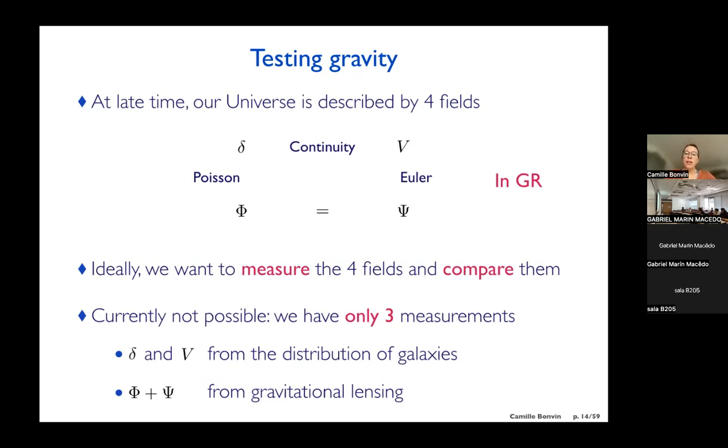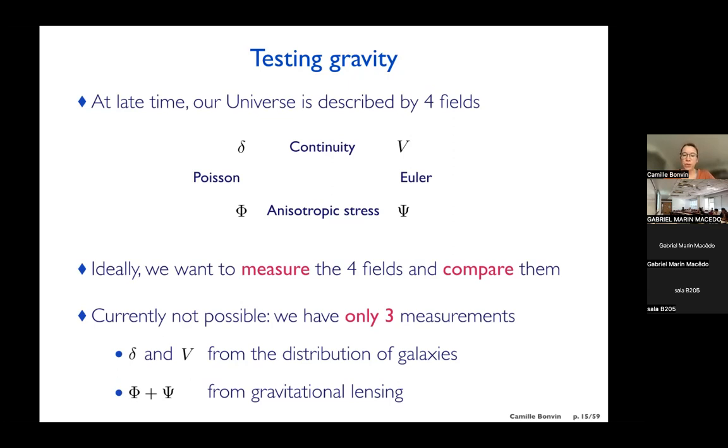So this is valid in general relativity, but when we modify the theory of gravity, very generically, we modify the relation between these fields. And so ideally, what we would like to do is to measure the 4 fields separately, and then to test the relation between them to see if it's compatible or not with general relativity. Now, the problem is that currently we are not able to do that. And the reason is very simple.